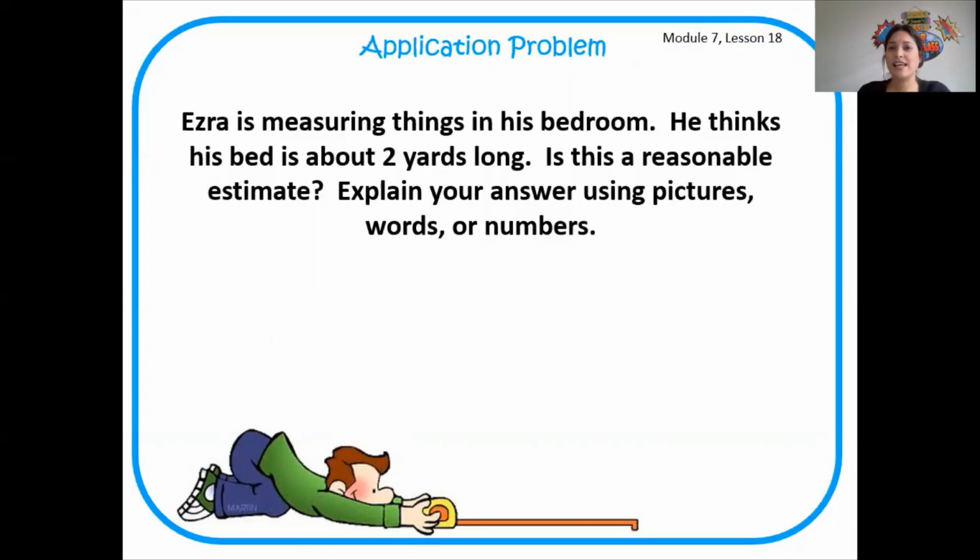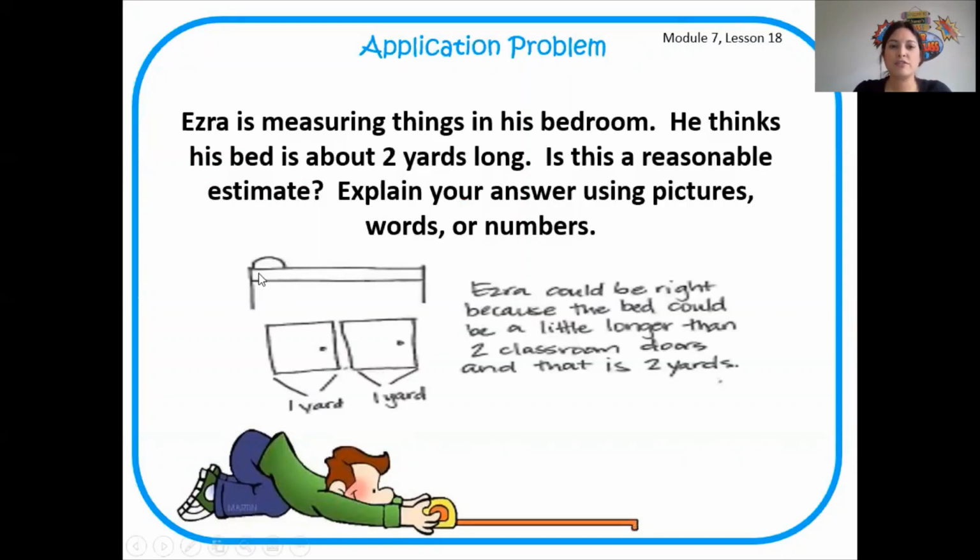Well, what did you decide? Is this a reasonable estimate? Well, if you think about a bed, even the twin beds that are the smallest ones, if you measure the bed, I would think it's a reasonable estimate. Here's what I drew. I drew a picture of the bed, and then remember from the width of the door from one side to the other, that's the width, it's 1 yard, and then 2 yards. I think it would fit. So Ezra could be right because the bed could be a little longer than 2 classroom doors or any door that we have, and that is 2 yards.